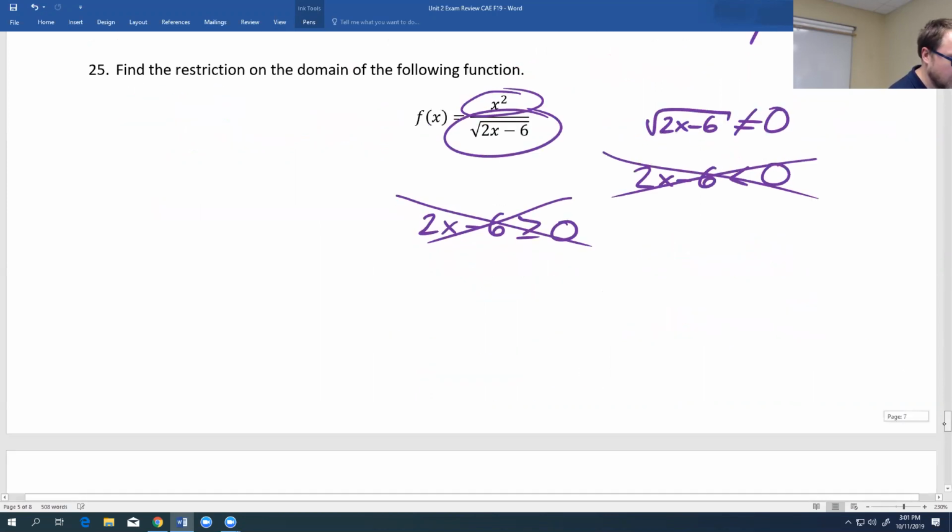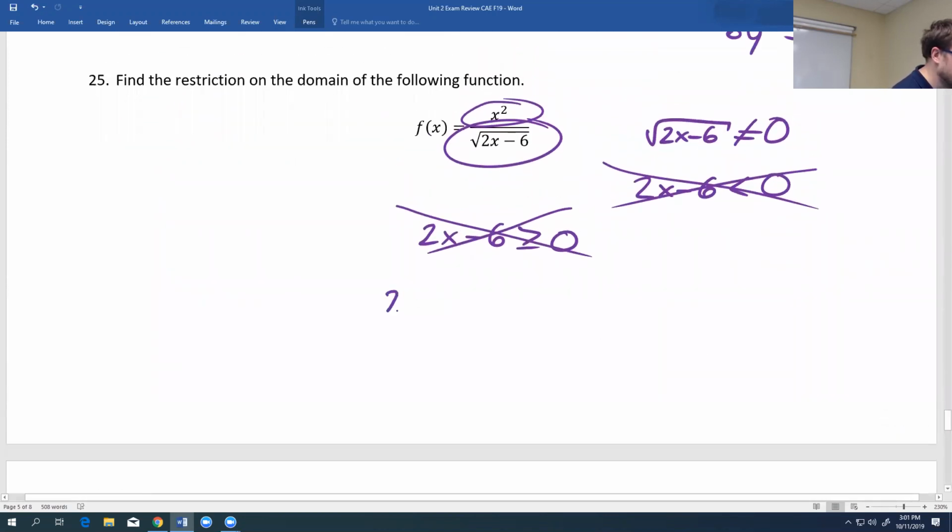So what we want to do is say we want 2x minus 6 to just be greater than 0. We're not including the or equal to in this case because it is in the denominator. And then we just solve the inequality. So add 6 to both sides. Divide both sides by 2. And we're just dividing by a positive. If you divide an inequality by a positive, nothing bad happens. So then I get x is greater than 3.